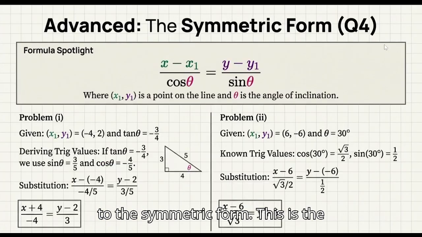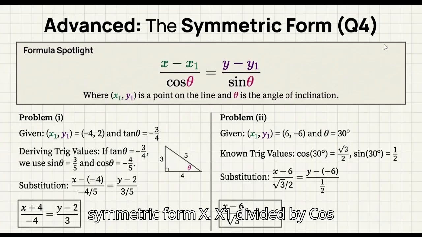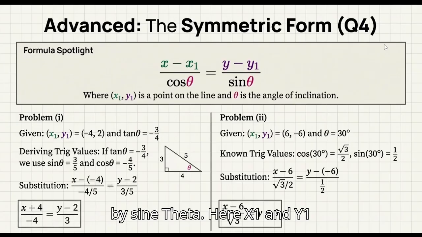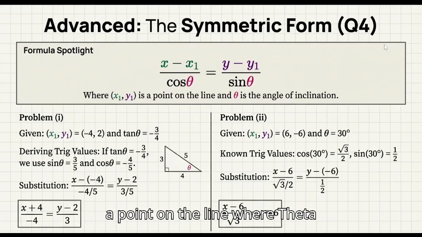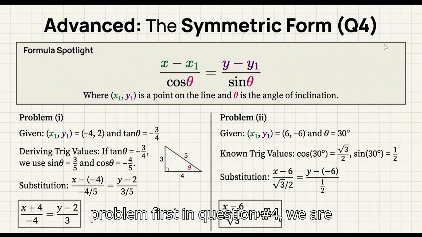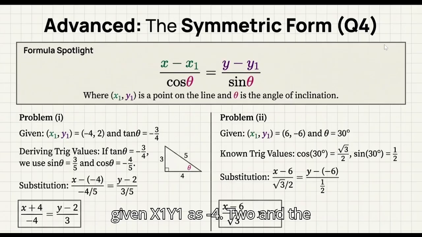Now we will move on to the symmetric form. This is the symmetric form: x minus x1 divided by cos theta is equal to y minus y1 divided by sin theta. Here x1 and y1 are a coordinate, a point on the line, where theta is the angle of inclination.